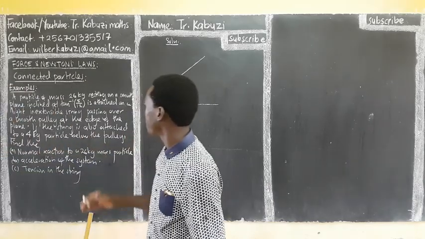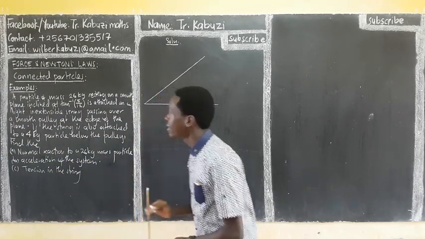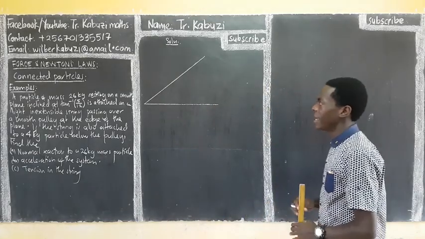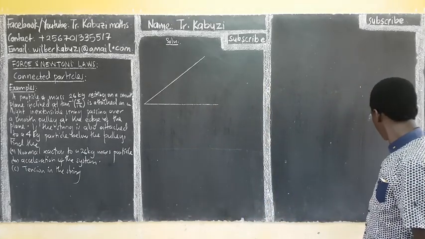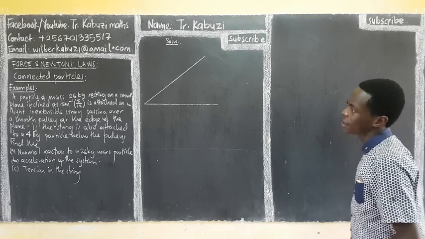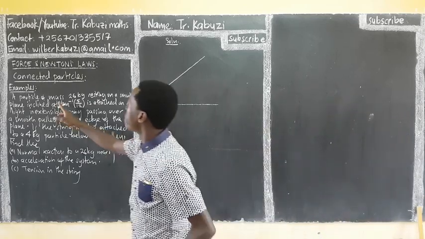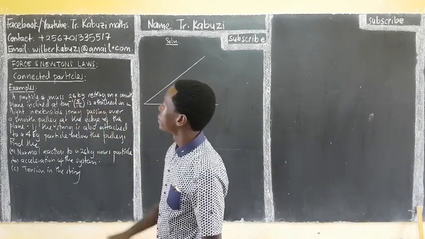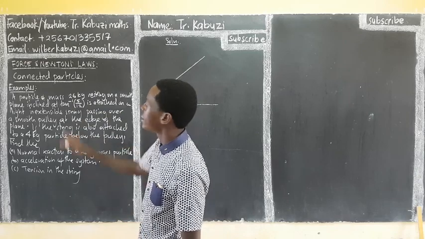Okay, let us see this question here. Let us go through it. It's a nice one. Different approach also. It says, a particle of mass is resting on a smooth plane inclined at this.